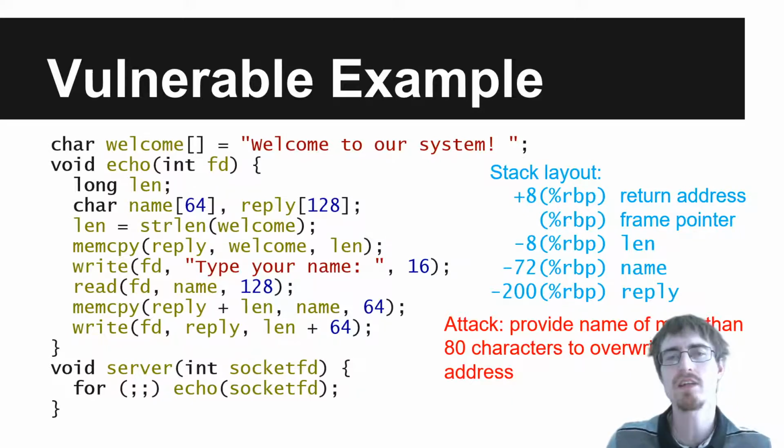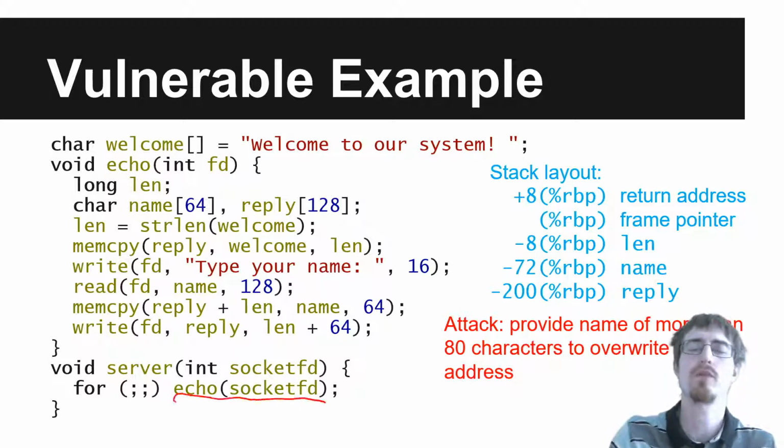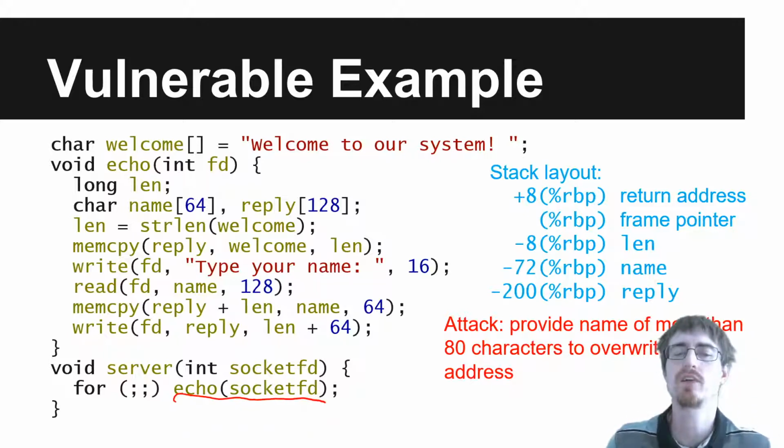So what happens in this program? Let's go through it quickly. At the top of the program execution, there's the server, which calls echo in a loop. We're assuming that we have some kind of server that has a socket connection, and the echo function will take this socket and perform some operation on it. It uses the welcome string to print to whoever is on the other end of the socket.